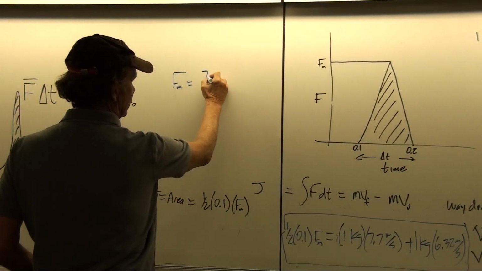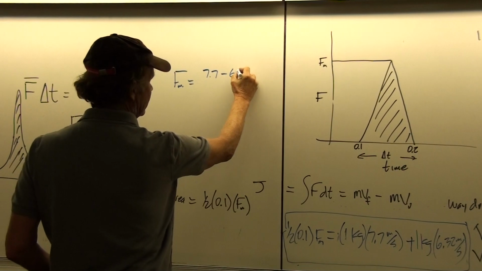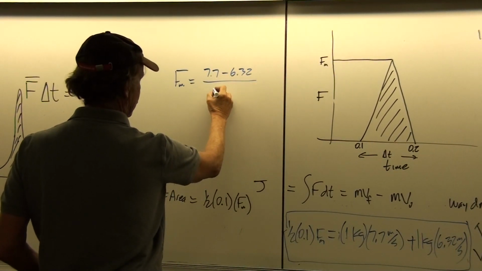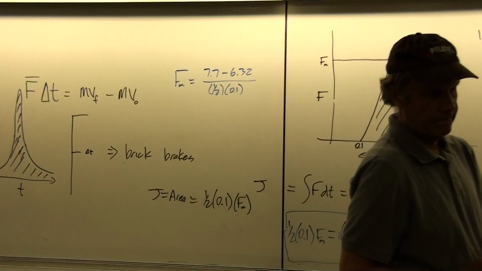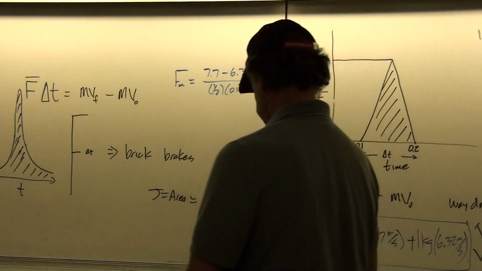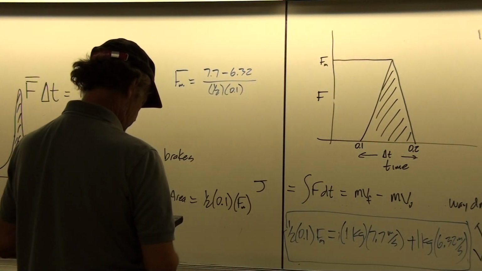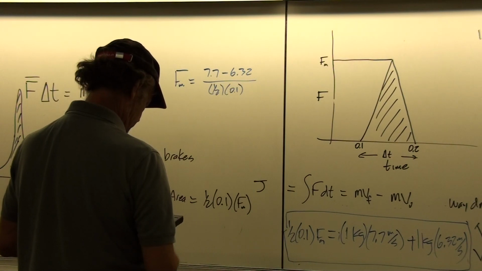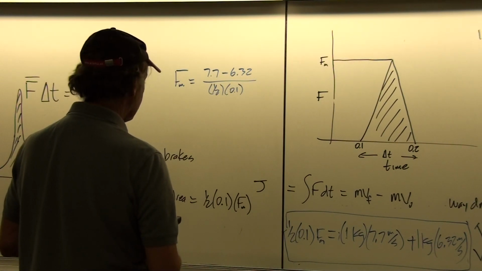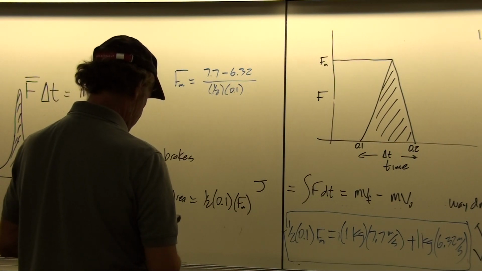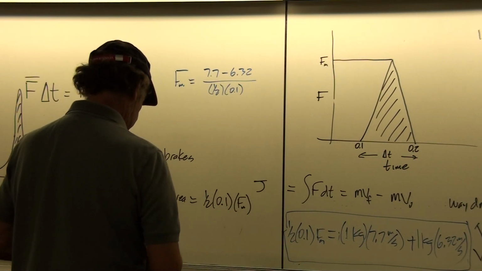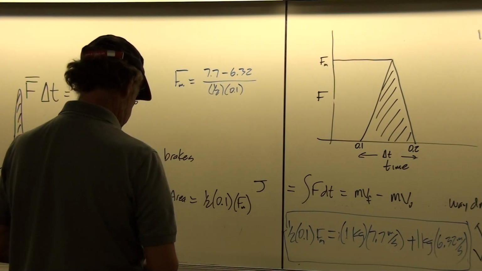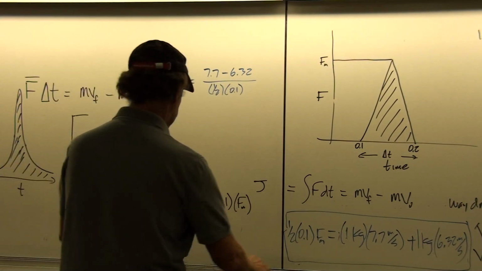equals 7.7 minus 6.32 divided by 1/2 times 0.1. So that gives us 28.5 newtons.